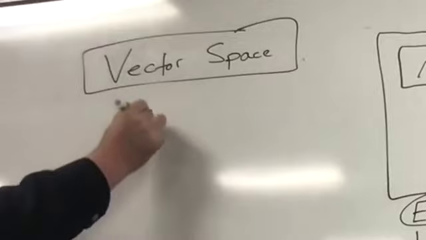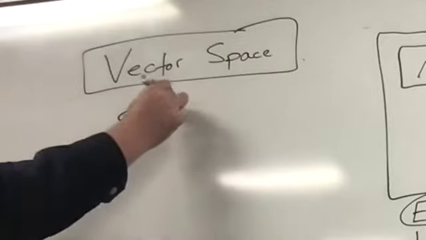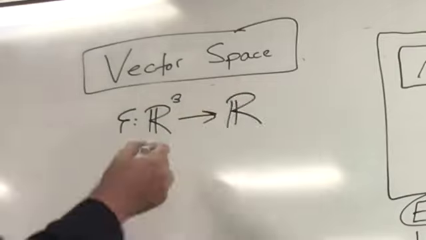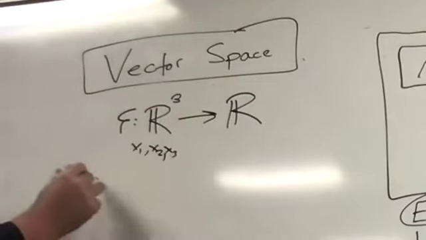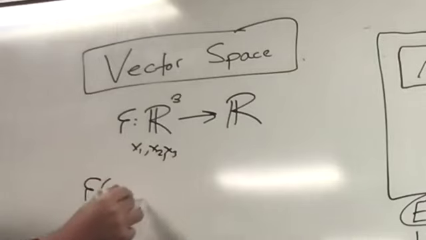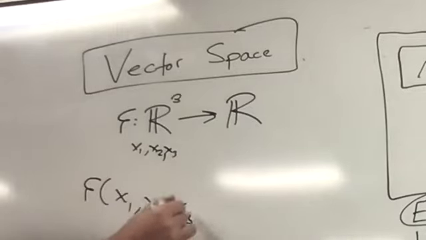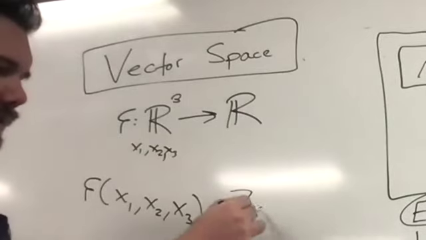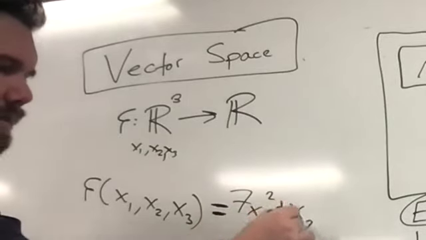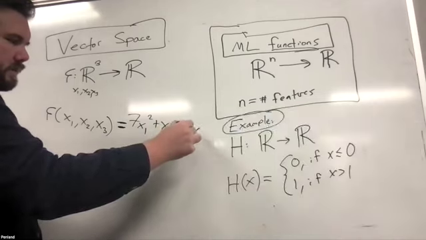Let's look at big F that goes from R cubed to R. And so I'm going to represent R cubed as being x1, x2, x3. So I could have big F of x1, x2, x3 is equal to 7x1 squared plus x2 plus x2, x3.